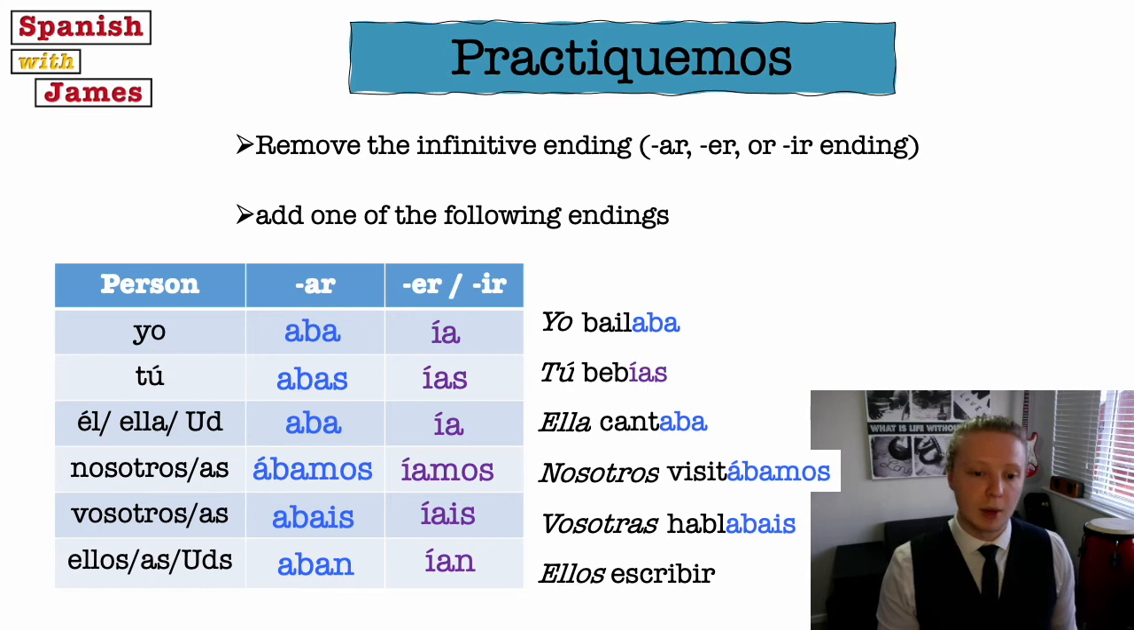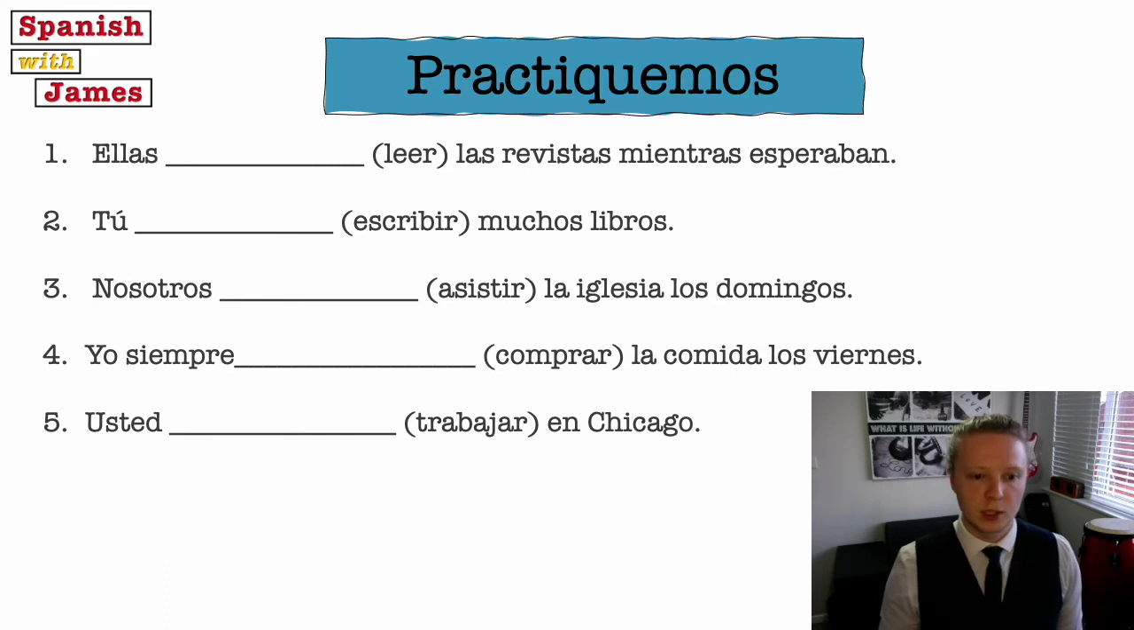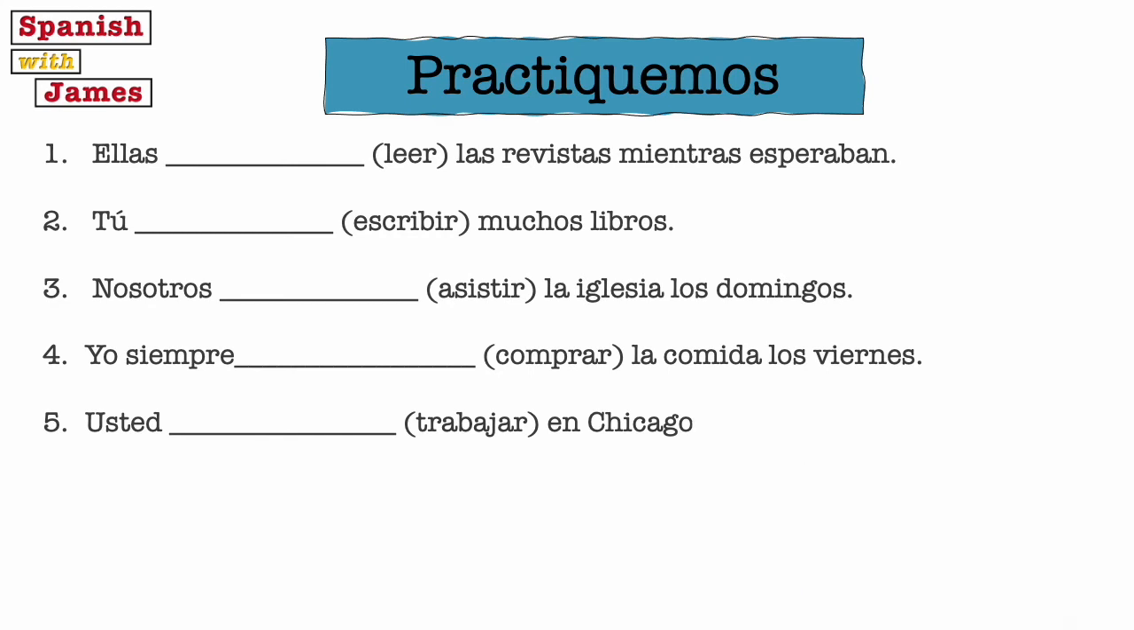Vosotras hablabais, ellos escribían. Okay, so check that you got those correct, and then we will move on and do a bit more practice. Okay, so now we've got 1 to 5, we've got sentences with just a word missing. I've given you the verb in the infinitive. They're all regular, so you just need to follow those steps. Remove the ER, the AR, the IR, and add your aba ending or your ía ending. So again, when you're ready, pause the video, complete this, and then we'll go through the answers.